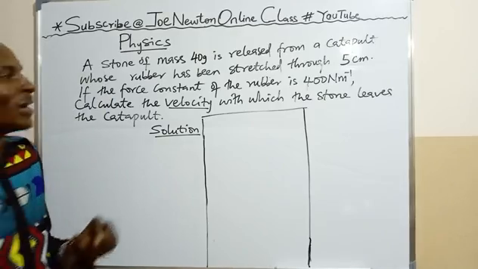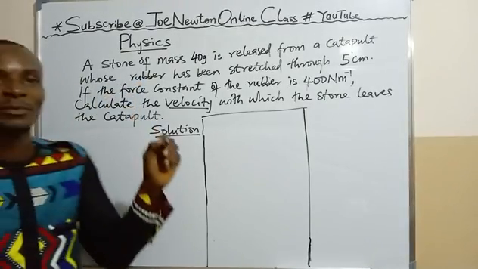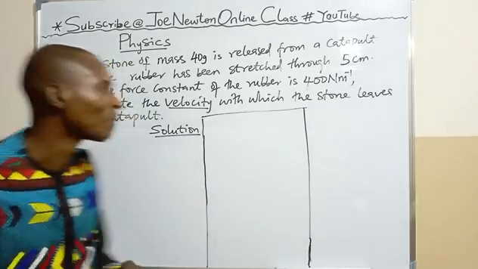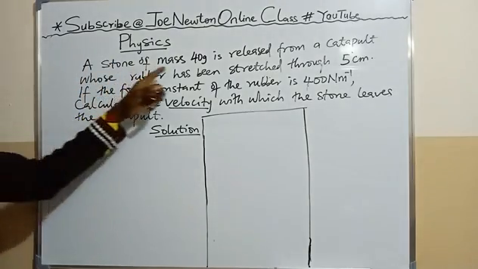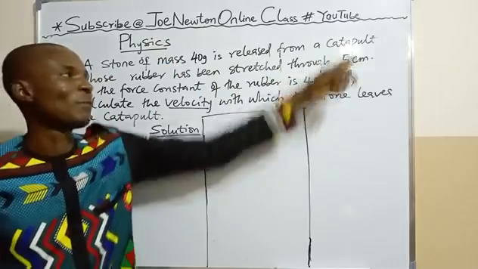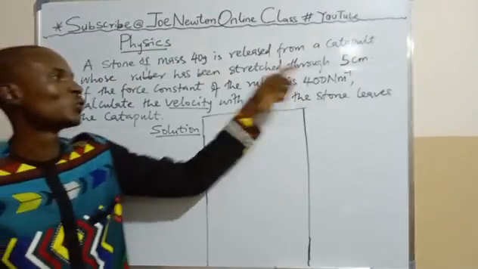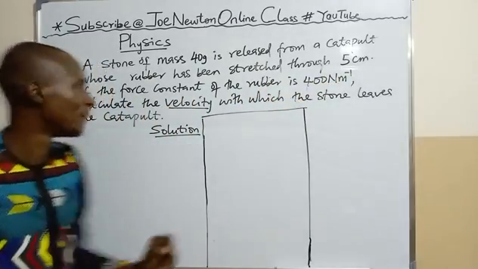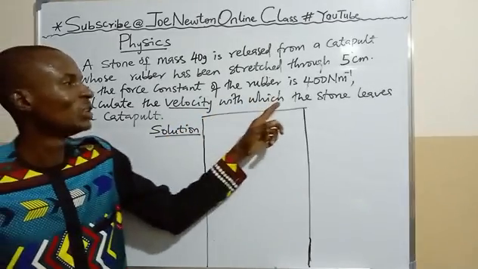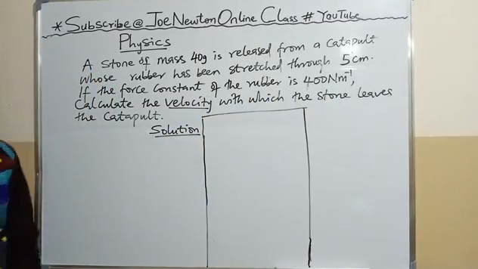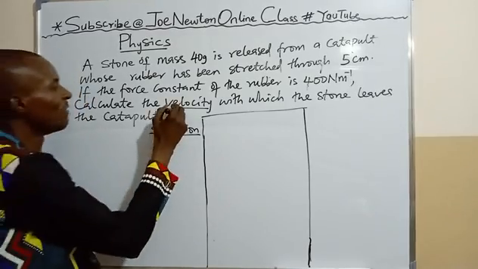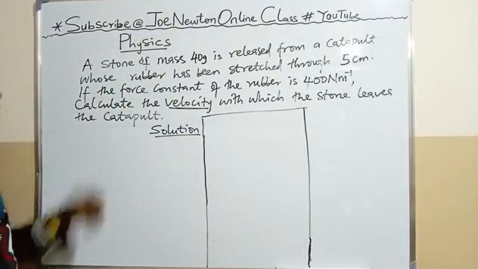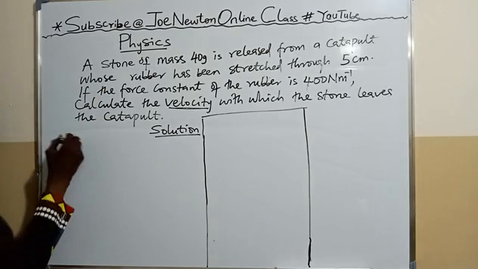In this video, I will provide a solution to this question, which is from elasticity, a topic in physics. Now let's read the question. A stone of mass 40 grams is released from a catapult whose rubber has been stretched through 5 cm. If the force constant of the rubber is 400 Newton per meter, calculate the velocity with which the stone leaves the catapult. Now, in this question, we are expected to find the velocity or the speed with which the stone leaves the catapult. Then let us look at the quantities given to us.